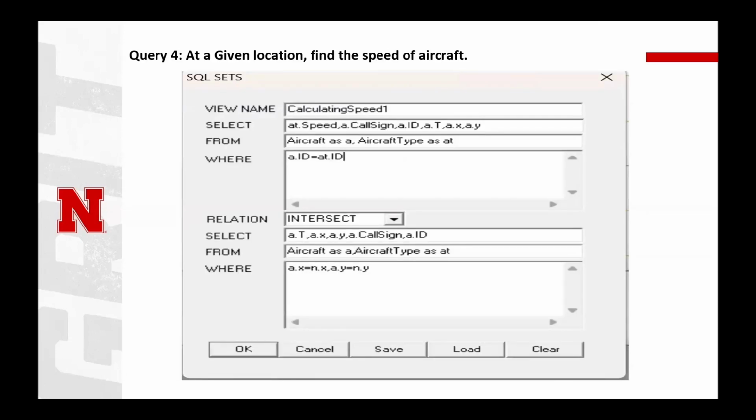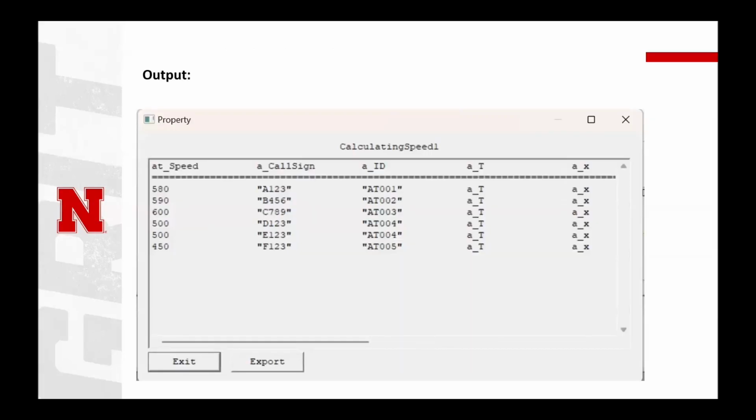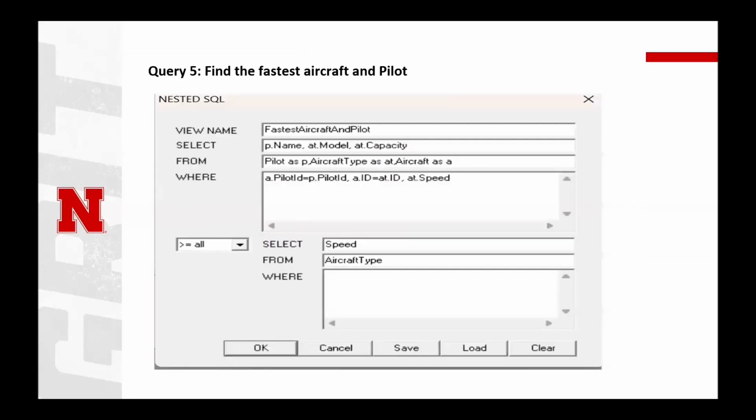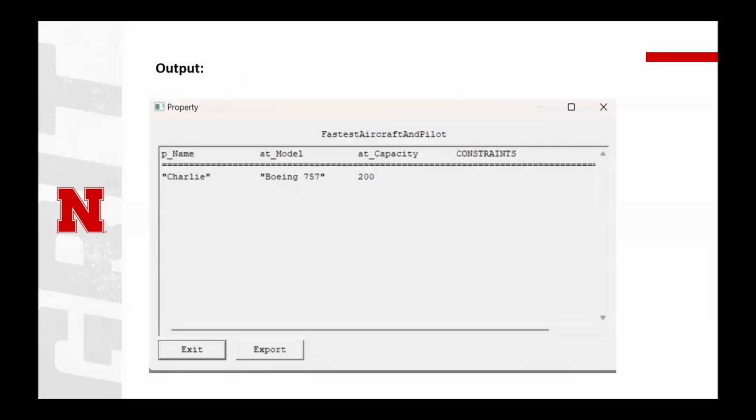And in this query, we find the speed of the aircraft at a given location. And we have used the SQL sets. And the relation we have used is intersect. And the results are here. And there is another query here where we find the fastest aircraft and the pilot. And we have used the nested SQL. And the results.